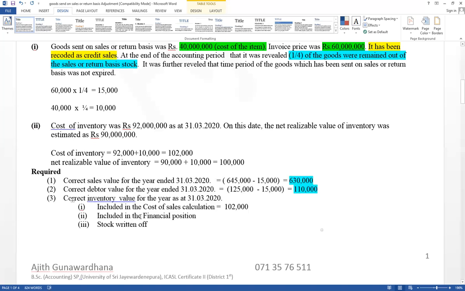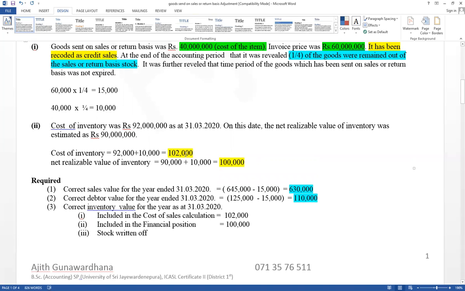And it is given to be included under financial position. Under financial position, inventory should be included based on the prudence concept, at the lower value of cost and NRV. This is the cost value and this is the NRV. Then the lower amount should be included under current assets in the financial position. Therefore, the lower amount equals 100,000. And stock written off arises if NRV is lower than the cost value. Think about net realizable value equal to 100,000 and cost value equal to 102,000. If net realizable value is lower than the cost value, the difference is stock written off. Therefore, in this example, stock written off equals 2,000.